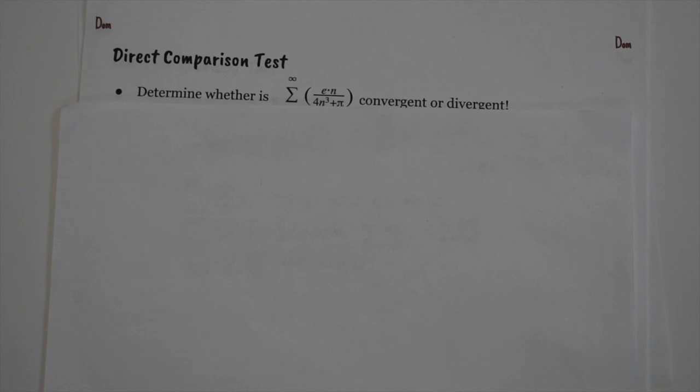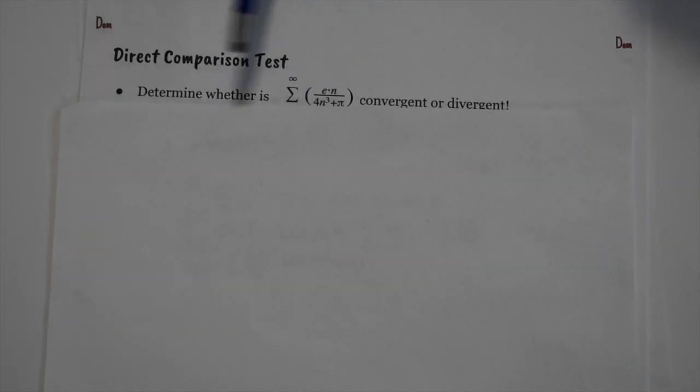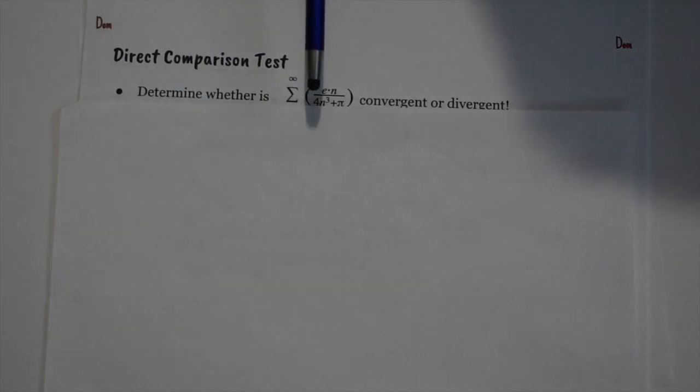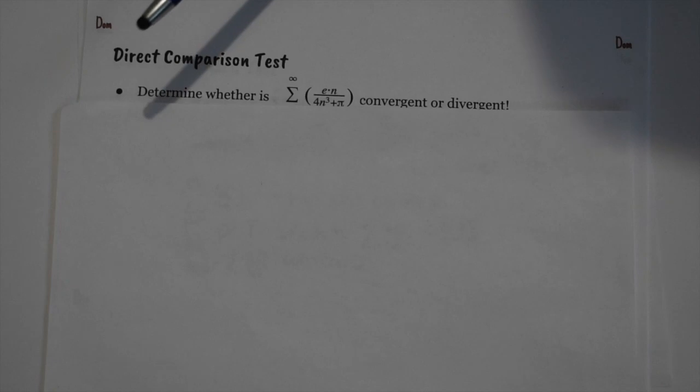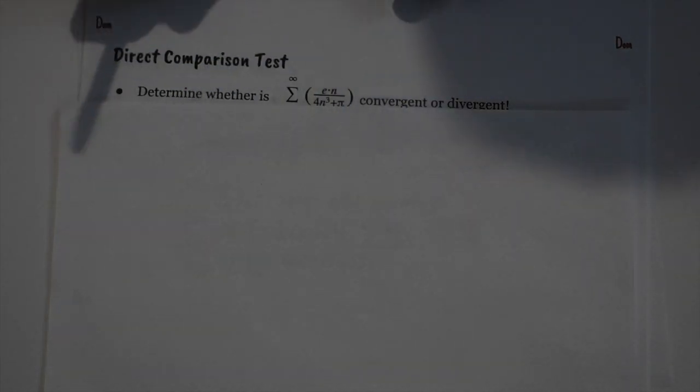Our next test is the direct comparison test. It wants us to determine whether this guy here is convergent or divergent. To do that, we're going to find something simple that we can easily compare to this guy that's not so complicated, and see if that tells us anything about convergence or divergence. A good tip I like to use is to get rid of all the constants and just see what this is behaving like. So this is behaving like e times n over 4n cubed. So let's compare it to that guy.